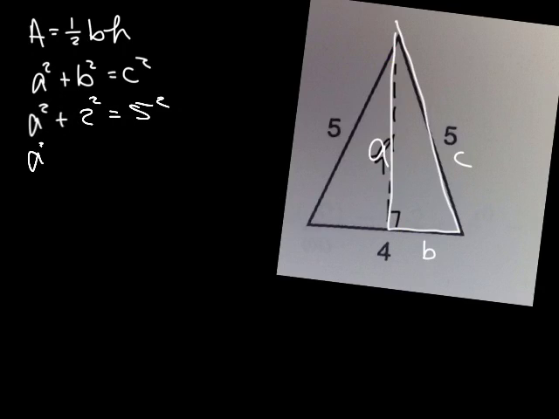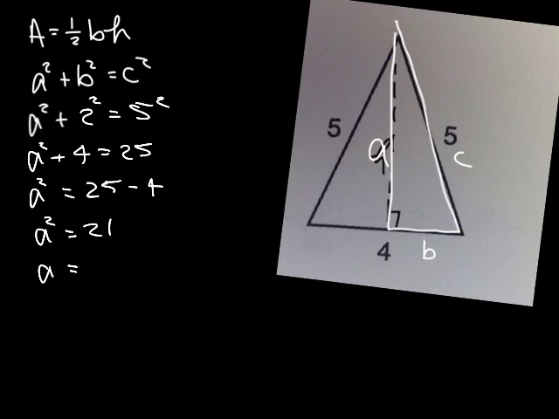So I do the math, and I continue going, and I get 25 minus 4. So a squared equals 21. Or a equals the square root of 21, because remember, to get rid of an exponent of 2, I take the square root of both sides. So I get the square root of 21. So that ends up being my height.